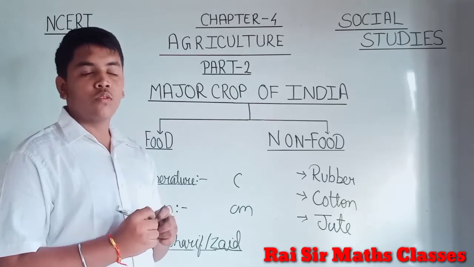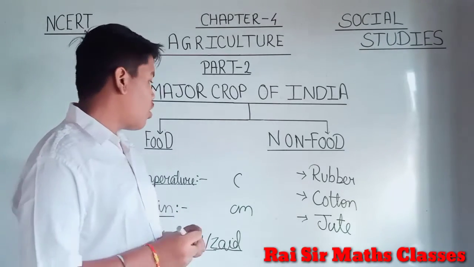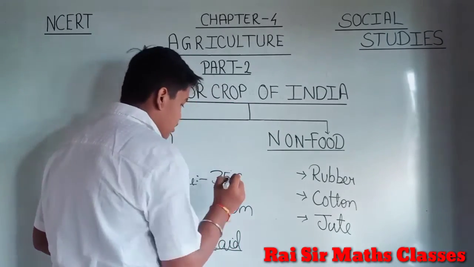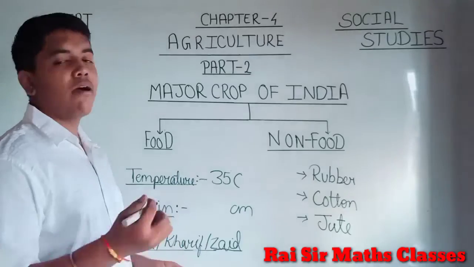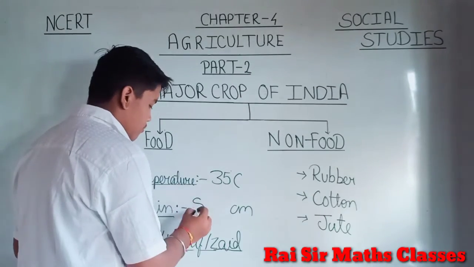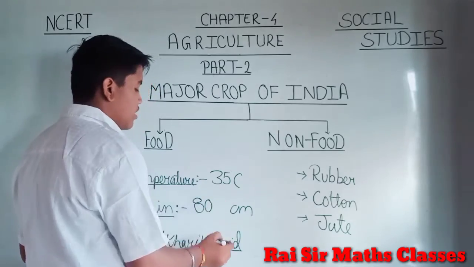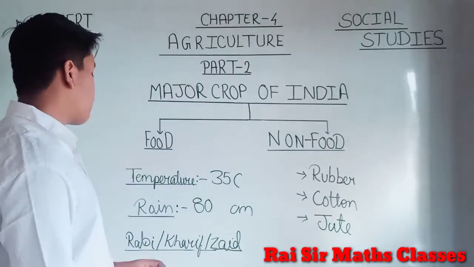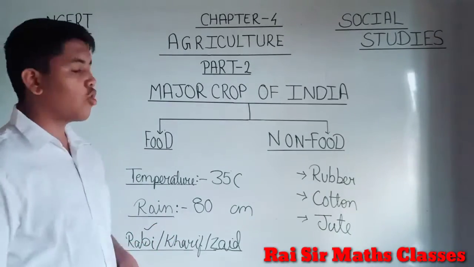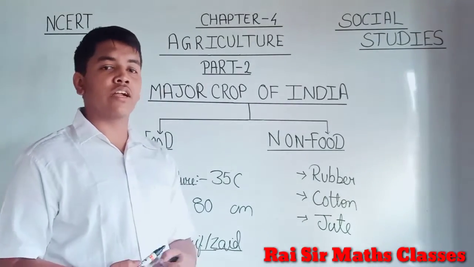Now the second one is cotton. Cotton requires high temperature, near and above 35 degrees Celsius. It requires less rainfall, but it is more than enough, about 80 centimeter, and it is a kind of Rabi crop. Cotton. So let's start with cotton.